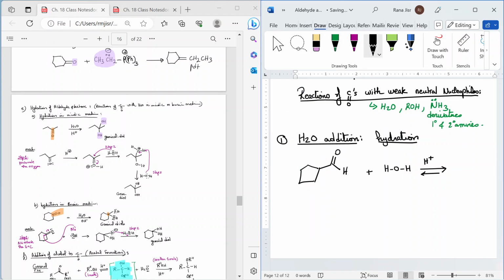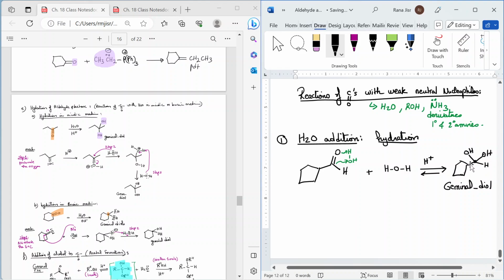And in this reaction, what you're adding is water, which is a hydrogen and an OH. So you're going to add the hydrogen to the oxygen and an OH to the carbon. This is what you're going to add. And your product is going to end up being a geminal diol. So on the carbon of the carbonyl, you're going to end up having two OHs. We're going to call this a geminal diol. It's a diol because you have two OHs on that carbon.